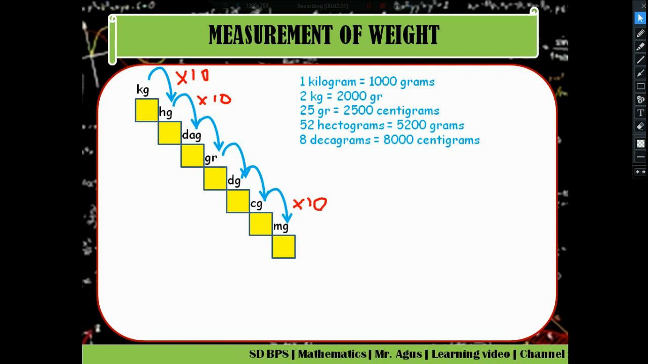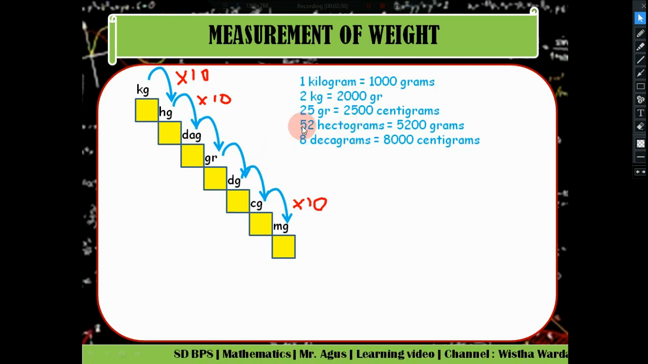And then the next example, we have 25 grams. 25 grams convert into centigram. You know you have to move down 2 steps from gram to centigram. So you have to multiply 25 by 100. So 25 grams equal 2500 centigram.